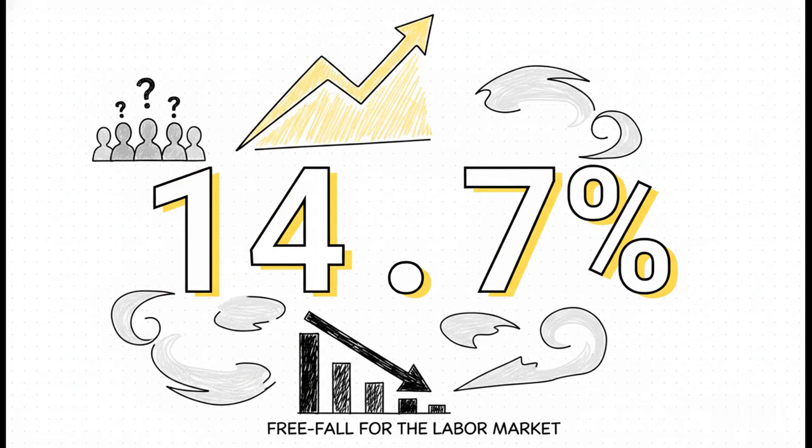Fast forward to April 2020, and we see a sudden 14.7% spike. That represented 20.5 million jobless Americans in the wake of the pandemic shutdowns. Now, while it's lower than the Great Depression, this was actually the largest one-month unemployment increase in recorded history. It was an absolute freefall for the labor market.